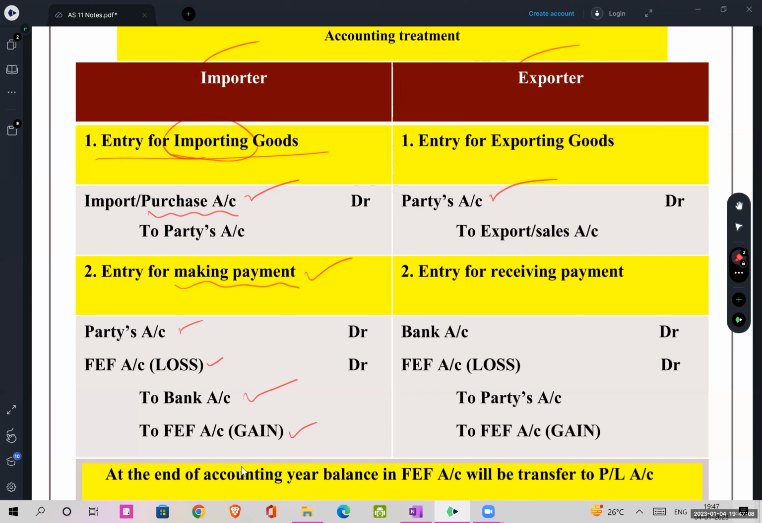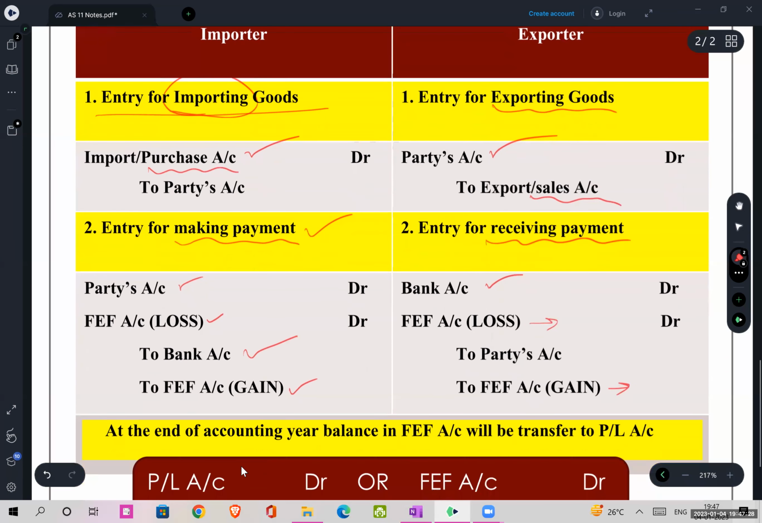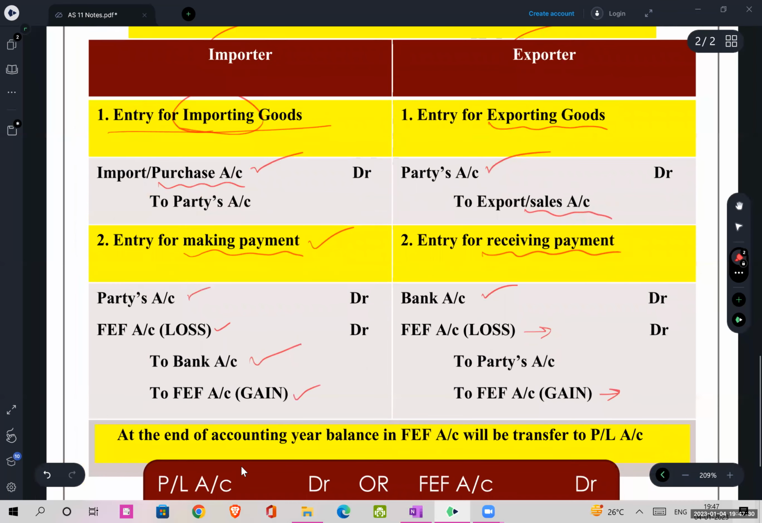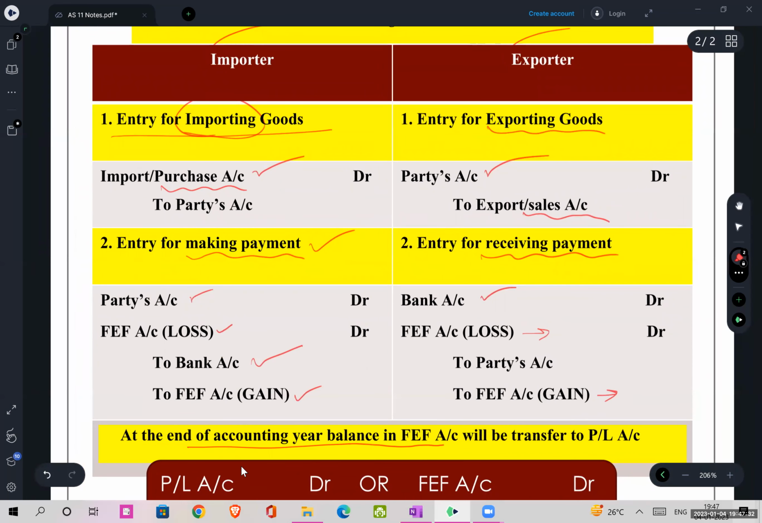Similarly, when I am exporting goods, I am doing sales. When I am doing sales, I will receive payment. Correct? That means cash bank will be debited. Why? Because money will come in. And if there is any loss or any gain, it will be accordingly debited or credited to the FEF account. And at the end of the accounting year, the FEF account will be transferred to P&L.